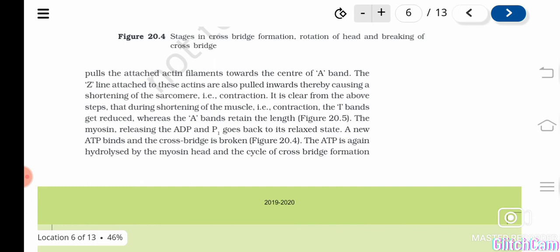That is between two adjacent Z lines, what is there? Sarcomere is there, isn't it? So that causes the contraction. Understand? During shortening of the muscle, or contraction, the I band gets reduced but the A band retains the length. Which band is retaining the length? A band, but the I band is getting reduced.